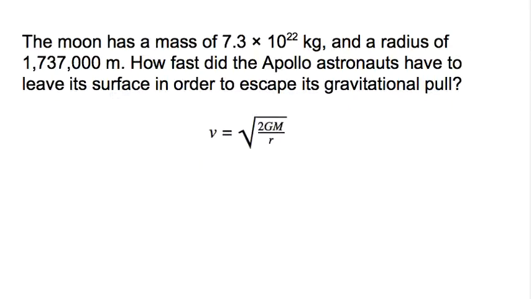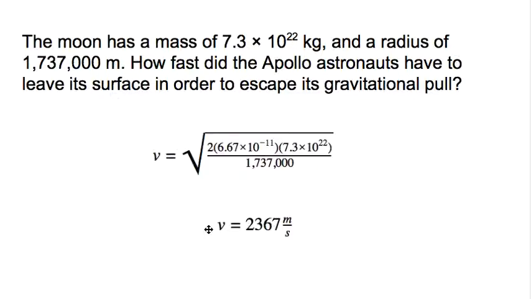For instance, the moon has this mass and this radius, and I want to know how fast the Apollo astronauts have to leave the surface in order to escape its gravitational pull. All I have to do is remember that I put a 2 inside here. Take the orbit equation, put a 2 inside the radical, and solve it for r, and you'll find that you end up with this. You just substitute in 2 times G times the mass of the moon. I have to remember that the radius has to be in meters, and I get the escape velocity of the moon.